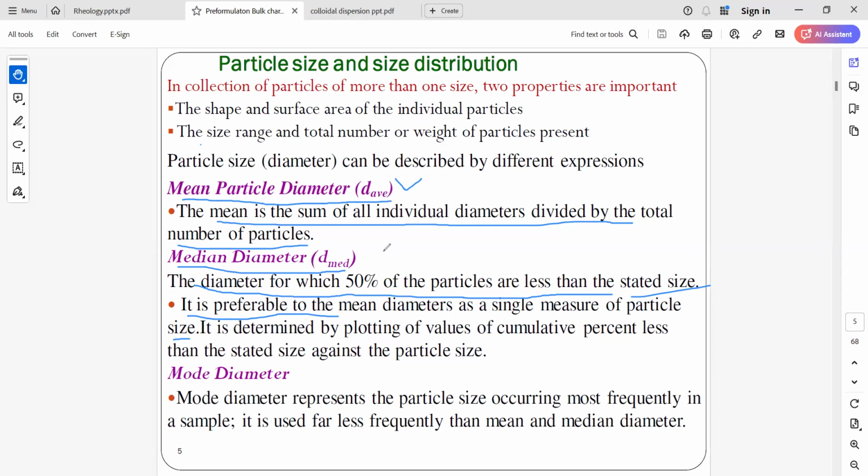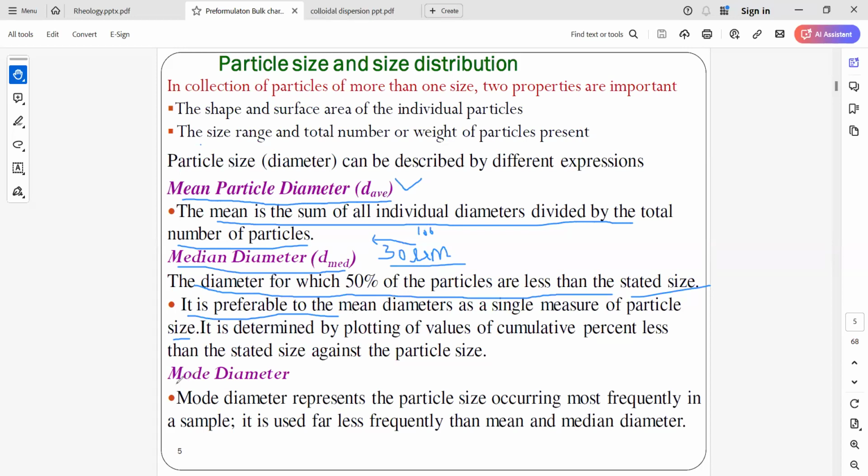It means that, for example, there are 100 particles, right? So if the median is 30 micrometer, 50 particles will be below 30 micrometer and 50 particles will be above. So that is the median diameter.